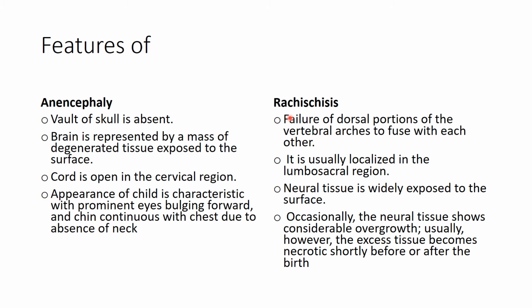The features in rachischisis cases, or a severe form of spina bifida baby: there is failure of the dorsal portions of the vertebral arches to fuse with each other. It is in the lumbosacral region that this anomaly happens. The neural tissue is exposed to the surface. Occasionally, the neural tissue also shows considerable overgrowth in this region and it may become necrotic before or after birth.